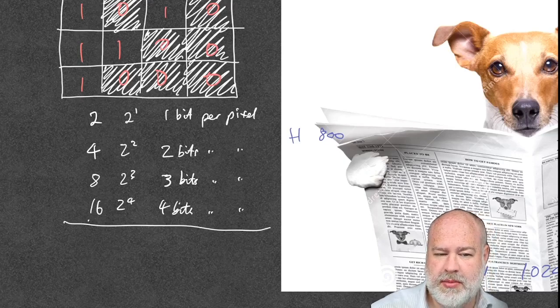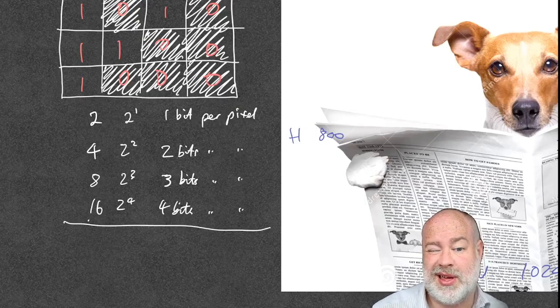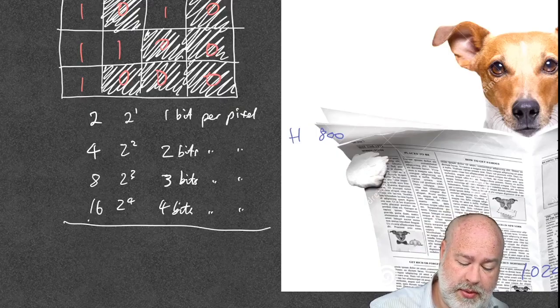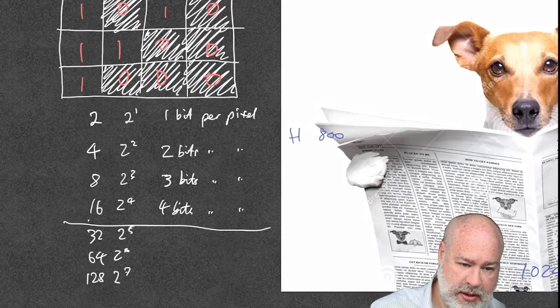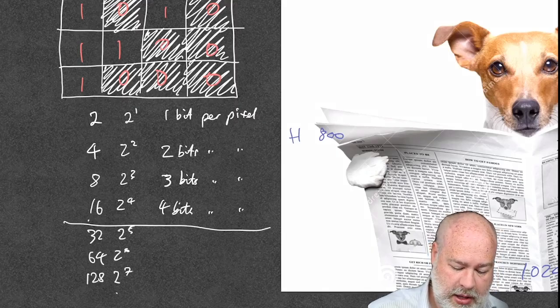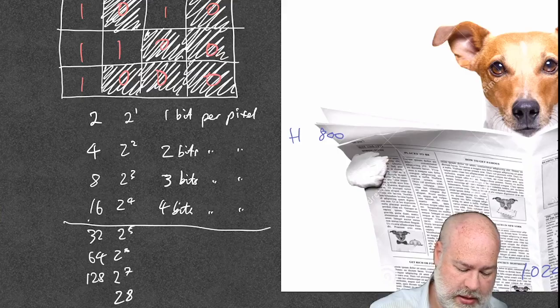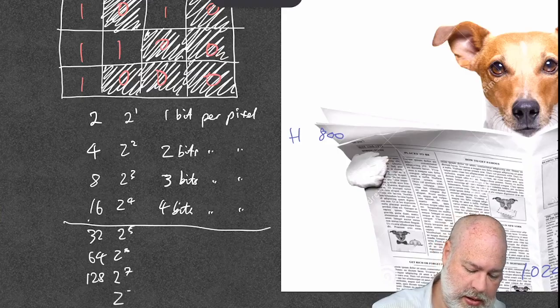Right? Let's say we've got a GIF, an animated GIF. That's usually 256 colors. So how could we represent 256 colors? Well, 2 to the power of 5, 32, 2 to the power of 6, 64, 128, 2 to the power of 7. And when we get to 2 to the power of 8, I'll write that again, 2 to the power of 8, we get our 256.